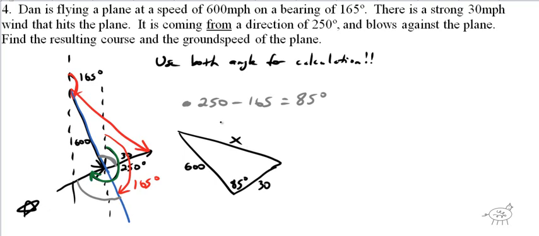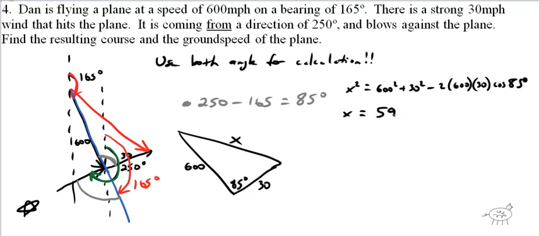And actually, that's the speed, that's the vector. So let's do that first. Just using the law of cosines, x squared is equal to 600 squared plus 30 squared minus 2 times 600 times 30 times cosine of 85 degrees. Okay? And you solve that and you get x is equal to 598.1 miles per hour.